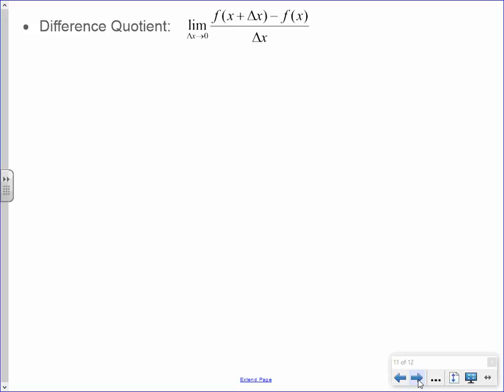So what's going to happen is you're going to be given a function, and I'm going to ask you to evaluate the limit of the difference quotient, okay? So we are going to use this as our function. Actually, you know what? We're going to make it more exciting than that.